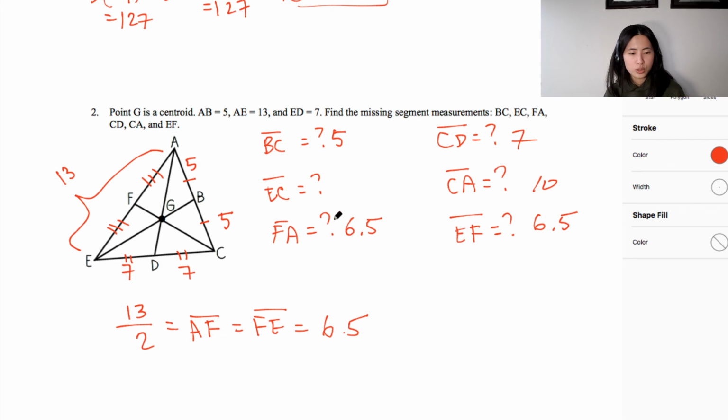And yeah, going back to EC, I guess we forgot about EC. So EC is just over here. So you know that this is 7 and this is also 7. Therefore, this must be 14.